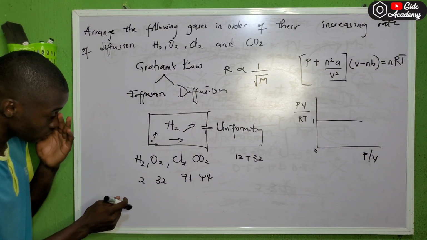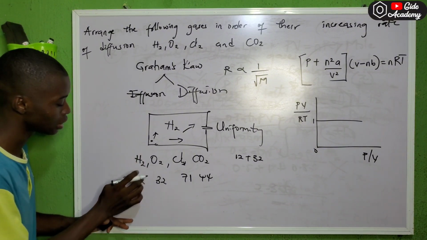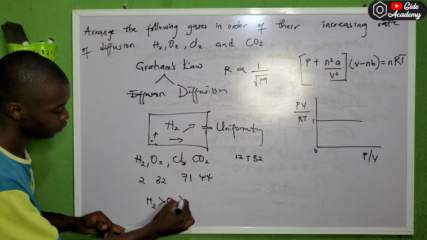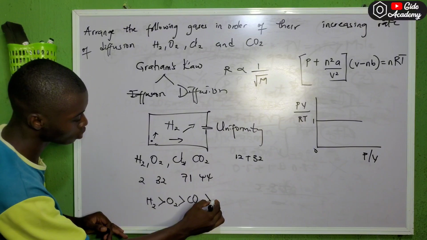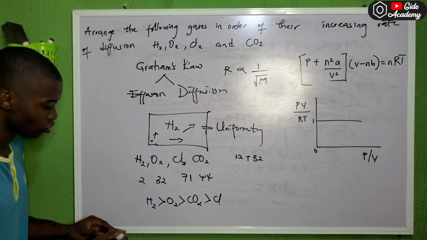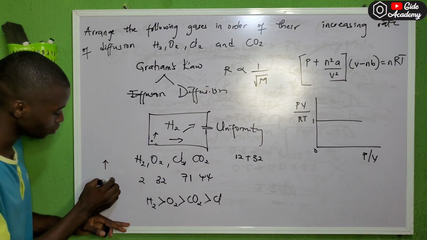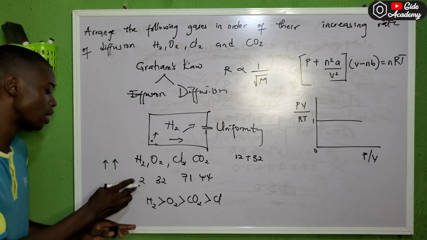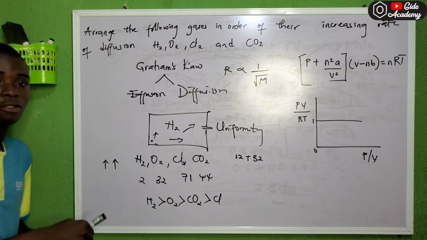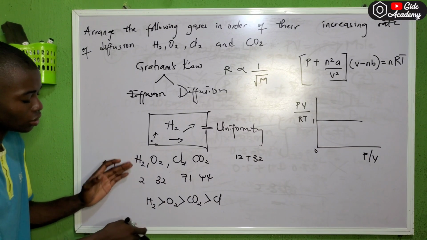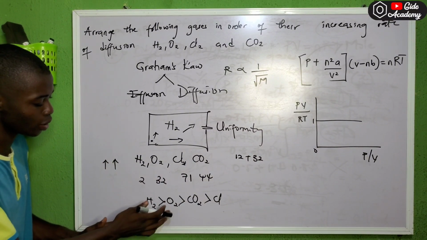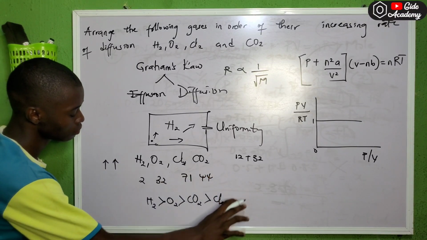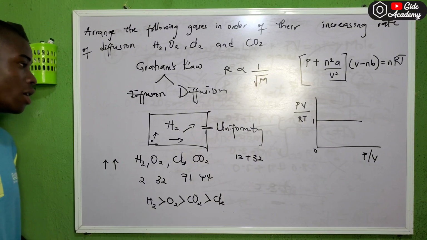So now the question is, which of them has the lowest atomic mass? Hydrogen, followed by what? Oxygen, followed by what? CO2, followed by what? Chlorine. So the rate of diffusion increases with decrease in atomic mass. That means the lower the atomic mass, the higher the rate of what? Of diffusion, the faster it will diffuse. So hydrogen will diffuse faster compared to oxygen, compared to CO2, and compared to chlorine. This is just all about the rate of diffusion of a gas.